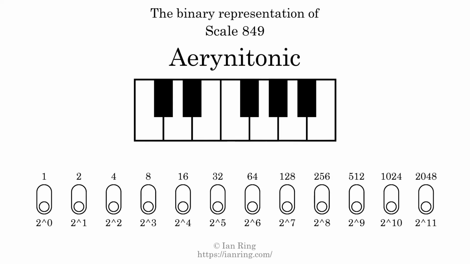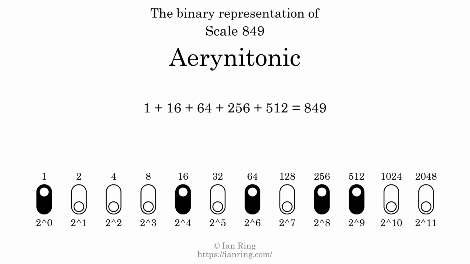The binary representation of this scale is determined by mapping tones of the scale to binary digits. Each binary digit represents a power of 2. To get the scale number, we add the powers of 2 together. The powers of 2 that are present in the scale, all added together, equals 849. That is why the scale number, in decimal, is 849.